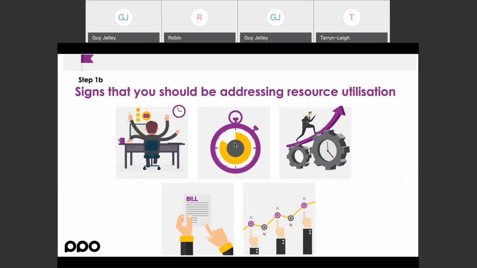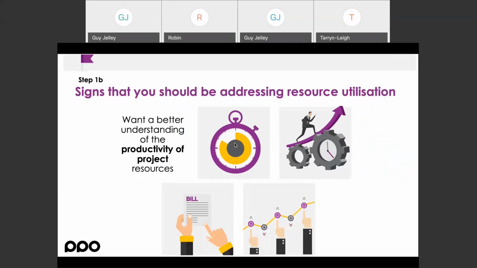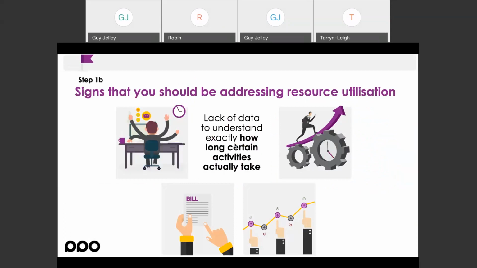Resource utilization, once again, before you jump into it, ask yourself the question, do I need to be doing it? Should I be addressing it? Do you need to get a better understanding of the productivity of project resources? If you're an organization selling your services, whether internal to your organization or external to customers, do you feel there's a productivity of the project resources that's a problem? Do you not have enough information to understand how long certain activities actually take? So we keep planning for these things and we keep budgeting for these things, but they just seem to take significantly longer than we were supposed to be getting off our jobs seem to be diminishing and decreasing.